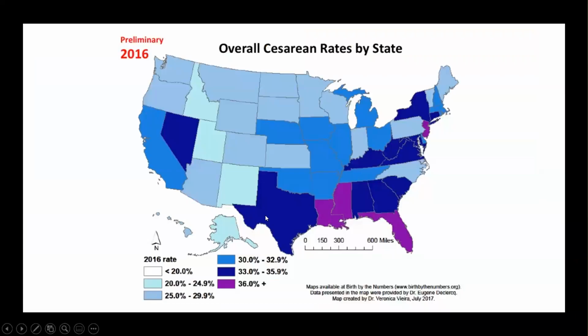Depending on where you live, you might have a higher C-section rate based on the state that you live in. So if it truly was needed in our society, that should be the same color all the way across the country. And look down here in some of these states. You have really high chances of having a C-section in some of these states.